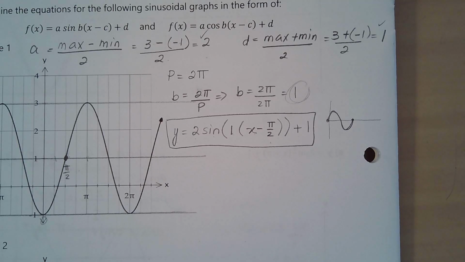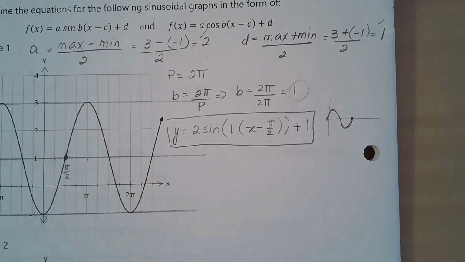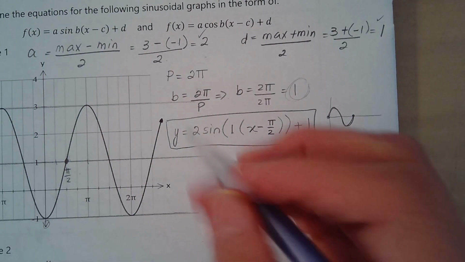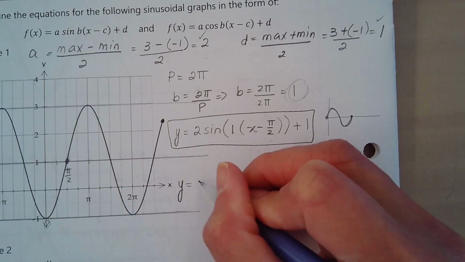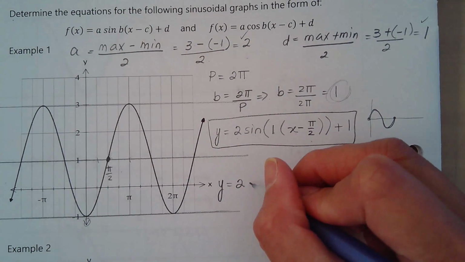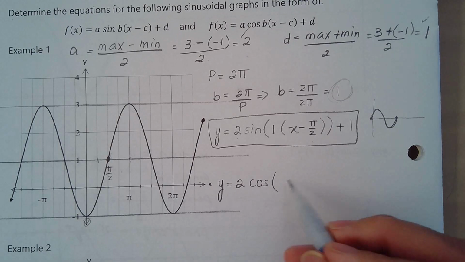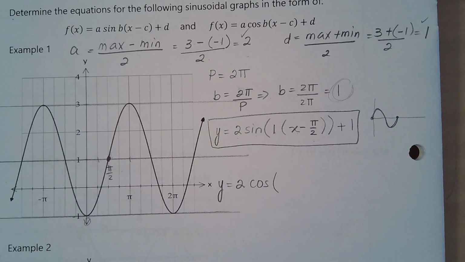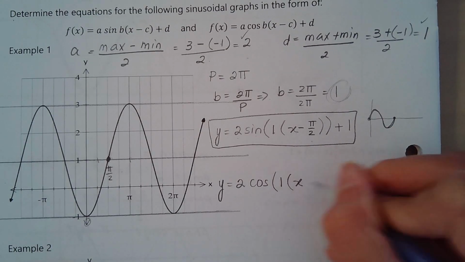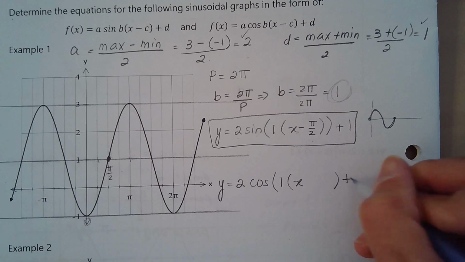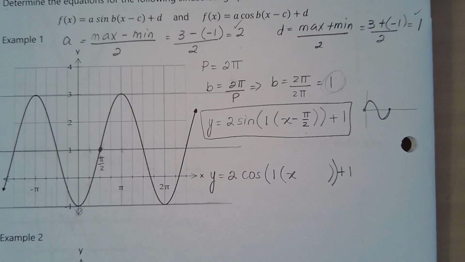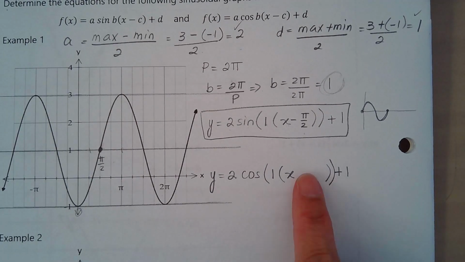Now, that same graph, we're going to express as a cosine function. So let's see. The cosine function would have the same amplitude, 2 cosine, the same period, because it's still the same cycle. 1 x, and then I'm going to leave that for a second. Double bracket it.